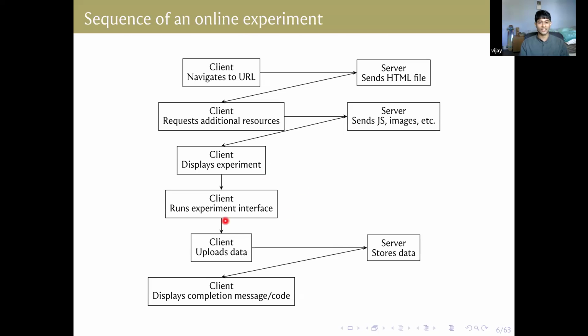So this is the part where the experiment happens. And then after the experiment's done, the browser or the client uploads the data. The server then stores the data. And then finally, the client displays a completion message or code.